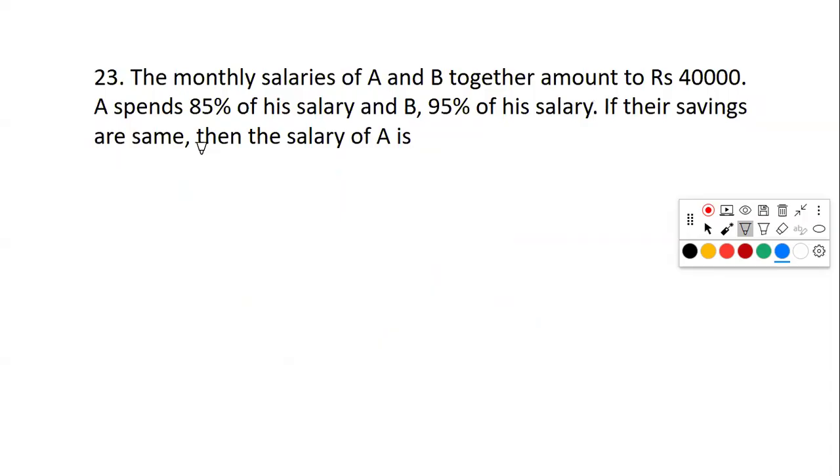Okay, so try this one. Try this question. The monthly salary of A and B together is 40,000. A spends 85% of his salary and B spends 95% of his salary. Their savings are the same. Then what is the salary of A?